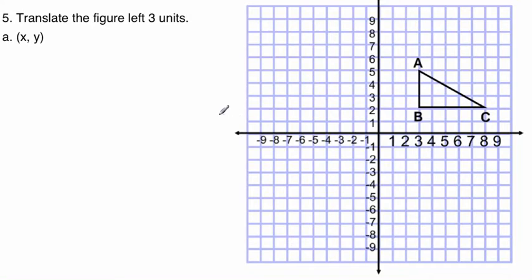So they're not telling us to go up or down, so the y will be the same. All right, so here's my A. I'm going to go to A prime, 1, 2, 3. Okay, I'm going to go B. Going to go to the left 3. There's my B prime. C, I'm going to go to the left 3. There's my C prime. Now I connect, and I have my new congruent translation.